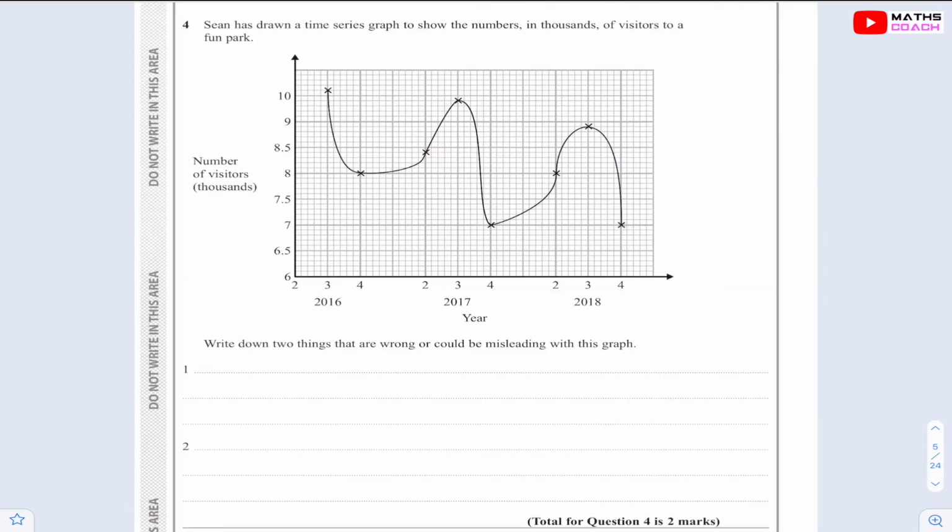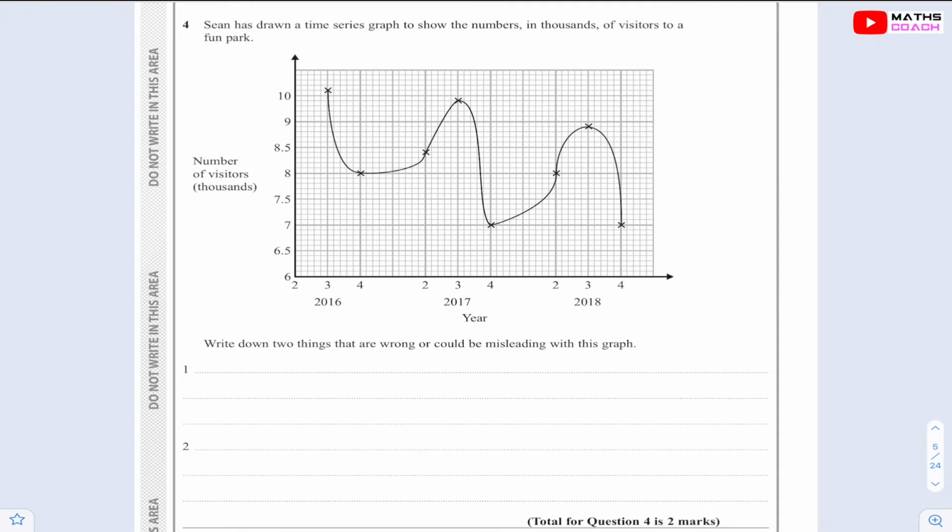Question number 4. Sean has drawn a time series graph to show the numbers in thousands of visitors to a fun park. Write down 2 things that are wrong or could be misleading with this graph. As you can see, this looks like a car crash of a graph. Hopefully you don't repeat graphs like this. Often, this is something some students may draw for a frequency polygon. So what's wrong with this?